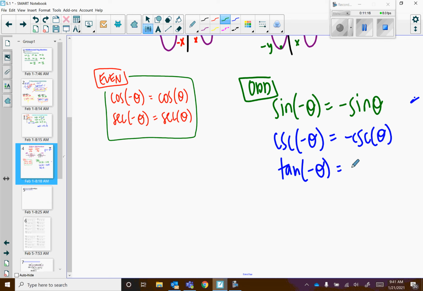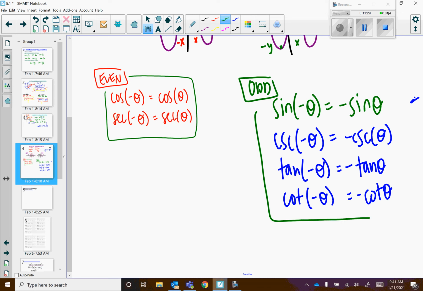If you think about the graph of tangent, it is symmetric to the origin. So there are our even and odd identities.